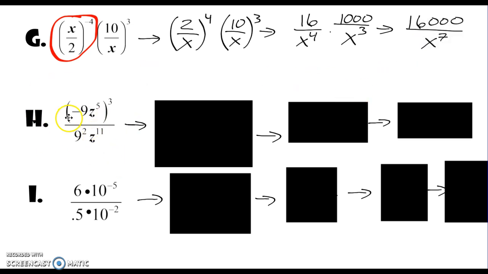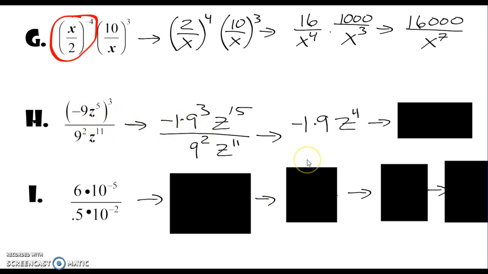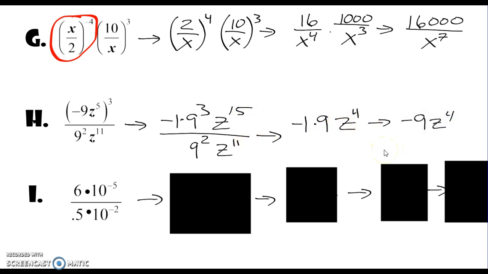Last two here. H is a little unique. If I'm taking negative 9 to the 3rd, and I'm having that over 9 squared, I don't actually want to multiply that out. Meaning I don't want to call that 729 over 81, because now we're dealing with a math problem you're probably not familiar with. If I keep this, though, as 9 to the 3rd over 9 squared, now I can use exponent properties. 9 to the 3rd over 9 squared gives me 9 to the 1st. Z to the 15th over Z to the 11th is Z to the 4th. And multiply for negative 9, Z to the 4th.